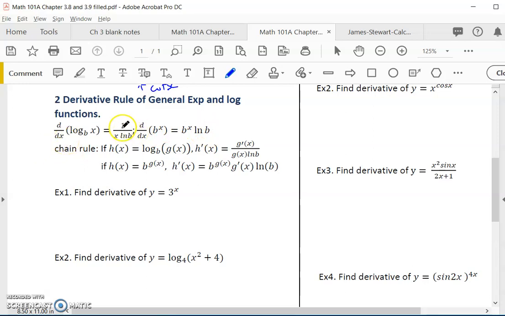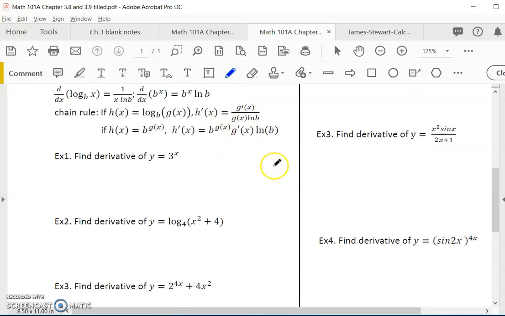And for log, it will be 1 over x ln b. So these are the derivative rules. And you can also have the chain rule. That means if the inside is not just x, and for b to the x, the exponent is not just x but it's g of x, then we just put g prime of x on top, and the denominator is g(x) ln b. For b to the g(x), it will be b to the g(x), just like e to the g(x), times g prime of x, and then also ln b.